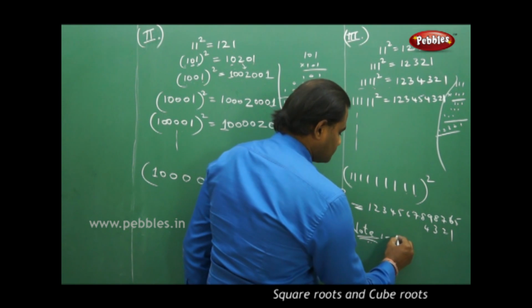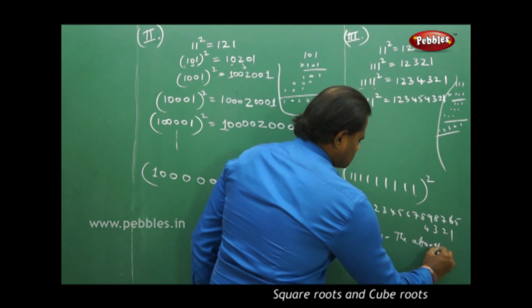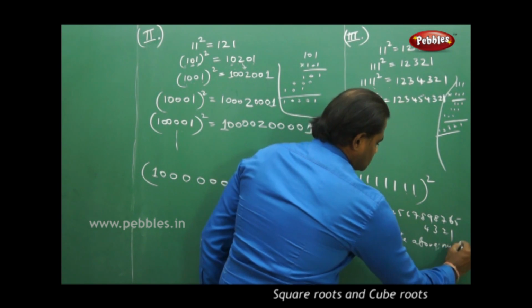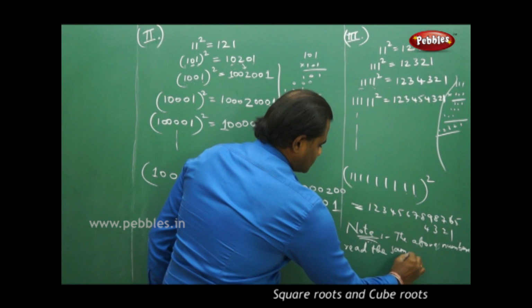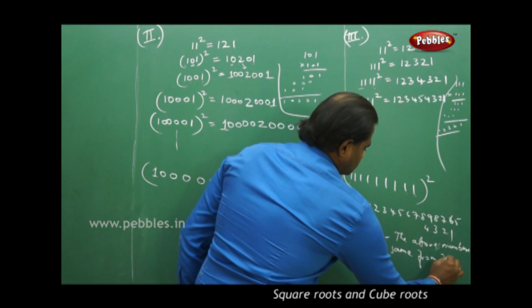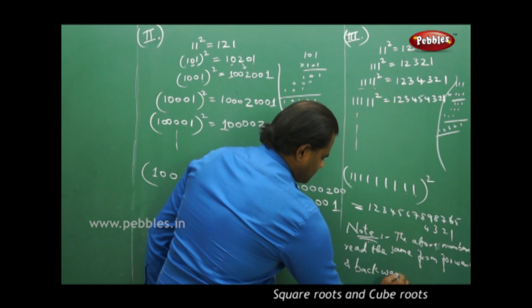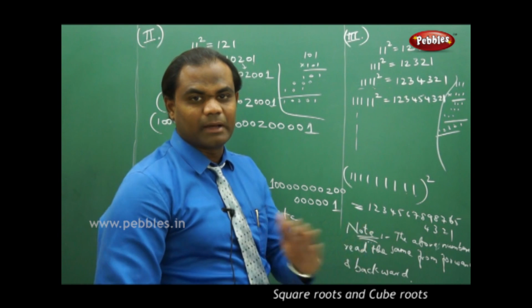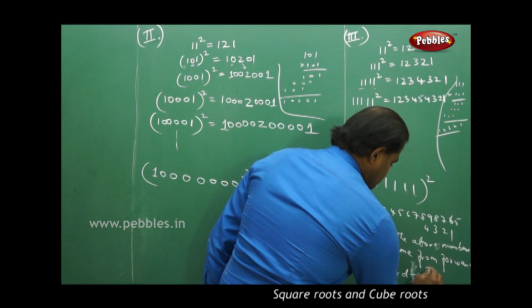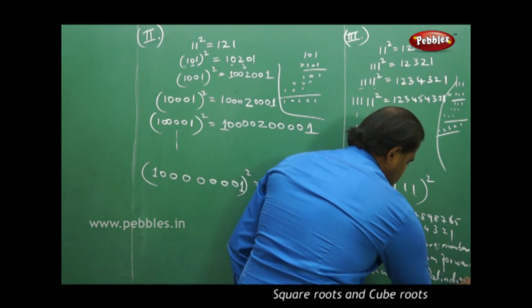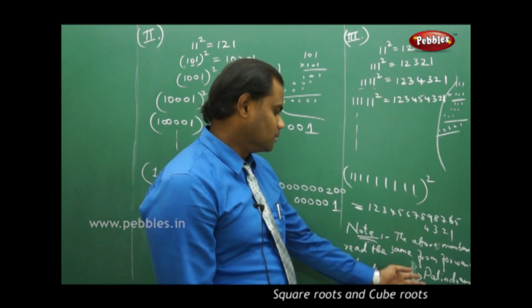So the above numbers read the same from forward and backward. They read the same from forward and backward. Therefore, these numbers are called palindrome numbers. So these are called the palindrome numbers.